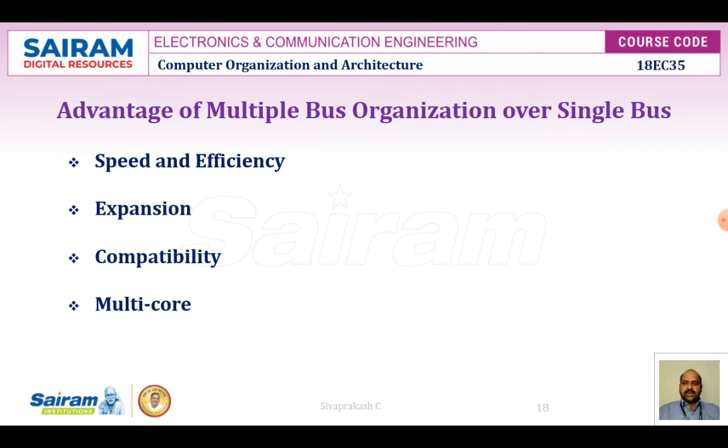So we can say that the multi-bus organization is more effective and more efficient, and its operation speed is high, with expansion as well as more compatibility when compared with the single bus organization. Parallel processing and multi-core operations are performed with the help of multi-bus organization.